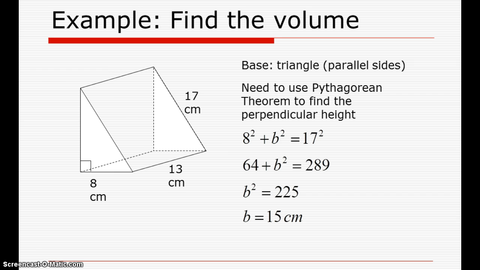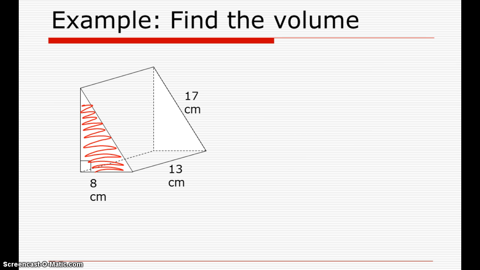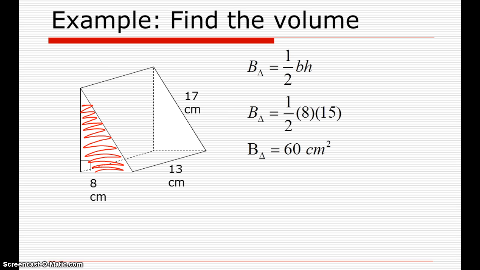Now, knowing that, we can find the area of our base. And you can see I've kind of highlighted it there. It's a triangle, so it's going to be 1/2 base times height, and that's our base area. So we substitute in the values that we now have, and the area of just one slice, that one triangle slice, is going to be 60 centimeters squared. Now think about it. If I take that one slice and I'm going to stack them all the way up until I hit the other side and get a nice solid shape, I'd have to stack it up 13 centimeters deep.